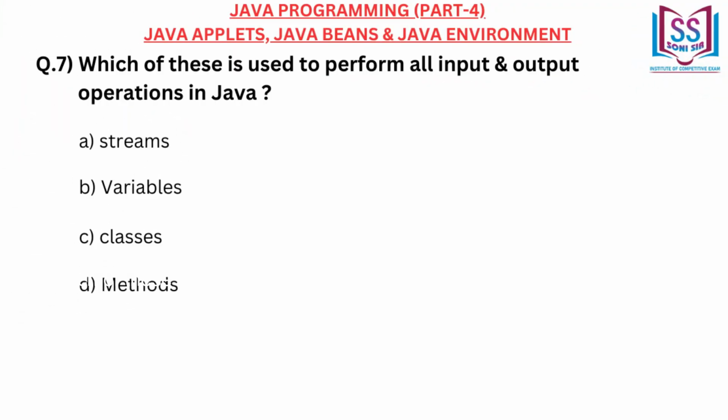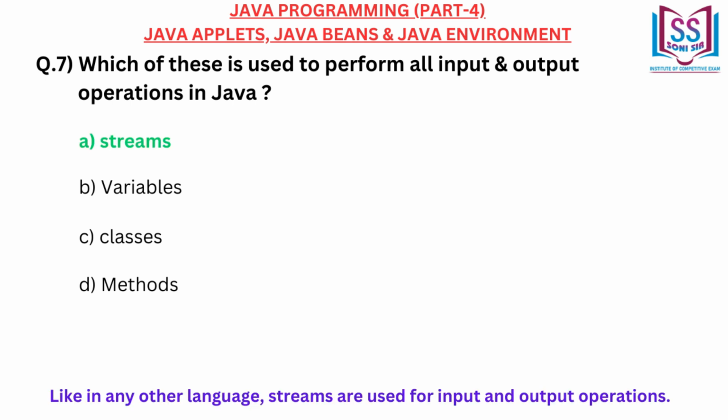Which of these is used to perform all input and output operations in Java? A. Streams. B. Variables. C. Classes. D. Methods. Correct answer A. Streams. Like in any other language, streams are used for input and output operations.